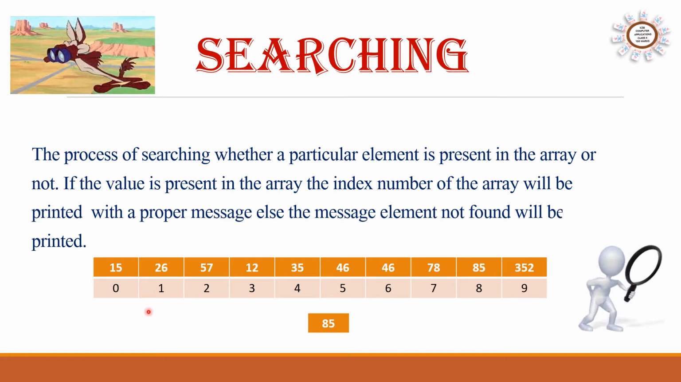So in this array, we can take the example, 10 elements are there. And if you want to find whether 85 is there, we will search the array, scan the array. And if the element is present, the message will be printed along with the index position. In this case, the index position is 8. And suppose the element is not present, for example, 185 is not present. The message will be given: the given element is not present in the array. So this process is known as searching in Java.